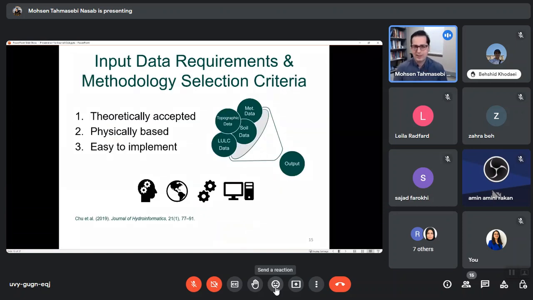About the input data and how I select the methodology or the equations, let me tell you that input data is your normal input data that you use for hydrologic models, like weather data, topographic data, soil data, land use and land cover data. And in order to select an equation to be used in this model, I have three criteria. Number one, the method that I'm using should be theoretically accepted. It should be physically based, so I don't want to use data-driven models. I want to use physical models that describe the physics behind hydrologic processes. And also, the last one is easy to implement.